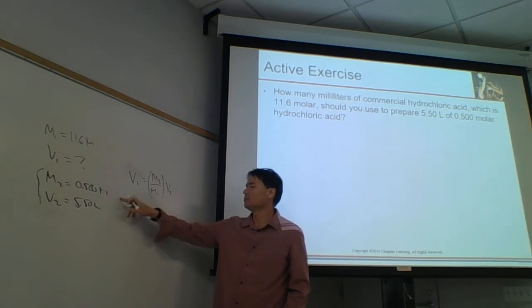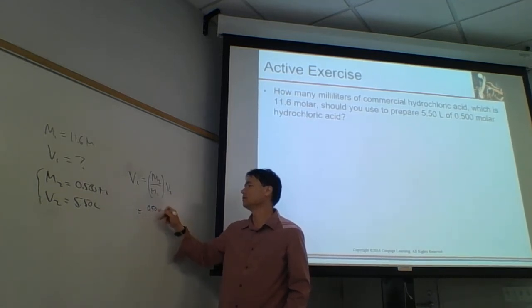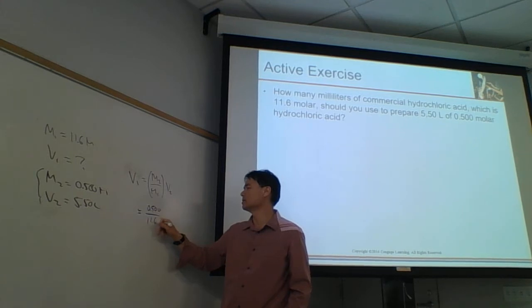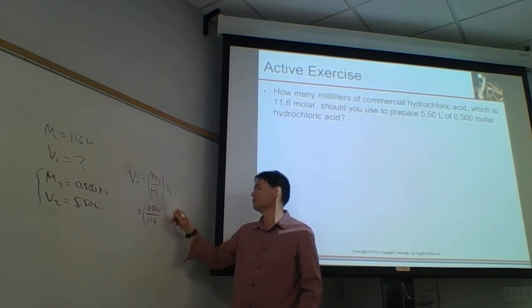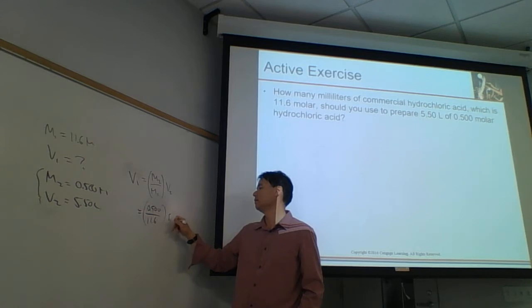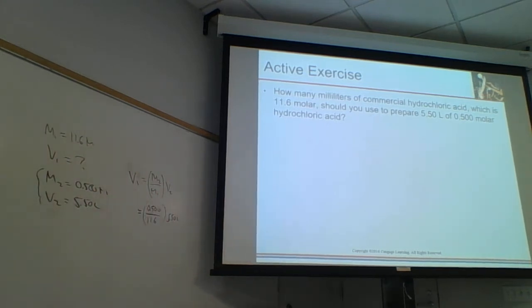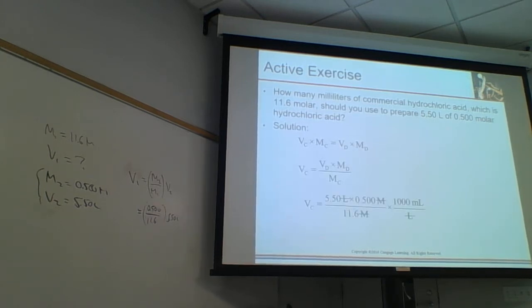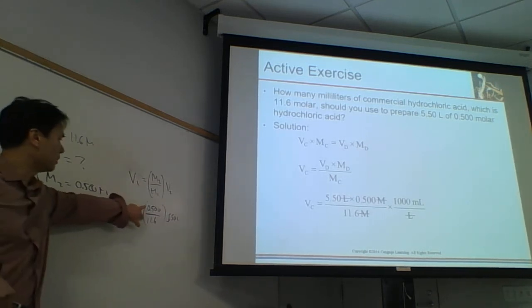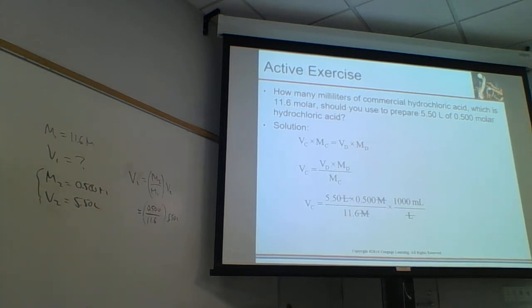So if I look at M2 is 0.500, and then M1 is 11.6 times V2. V2 is 5.50 liters. And that should give it to me. I'll just need a fraction. I don't need all of it. I just need a fraction of the original concentrated stuff. And so this is the fraction of this concentrated stuff that I need to prepare this. What is that fraction?